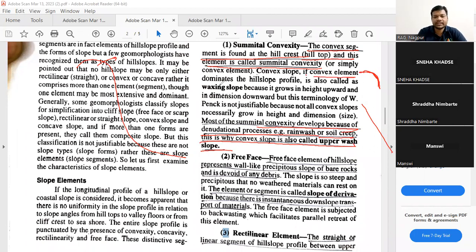This convex element dominates the hill slope profile. It is also called waxing slope. Okay, it is called waxing slope.